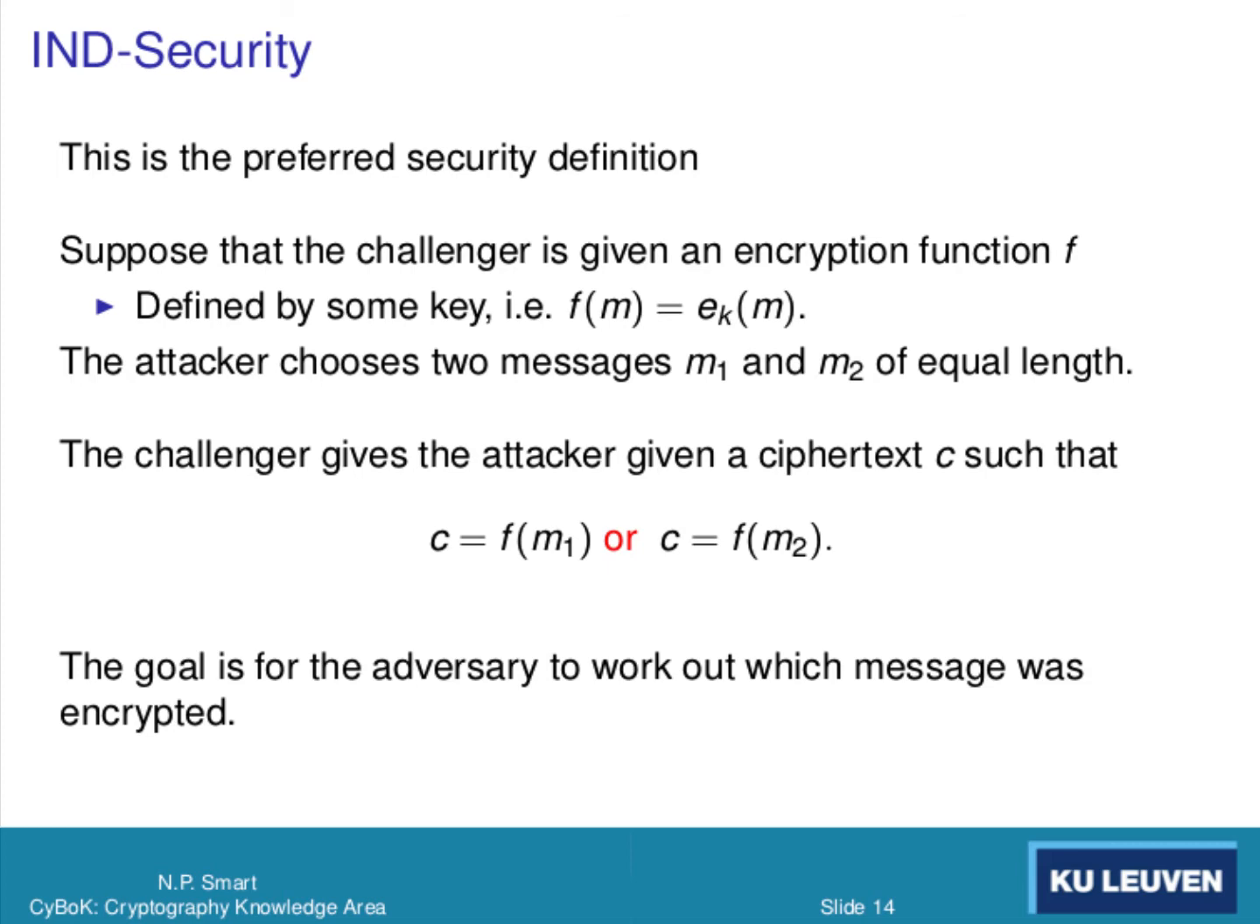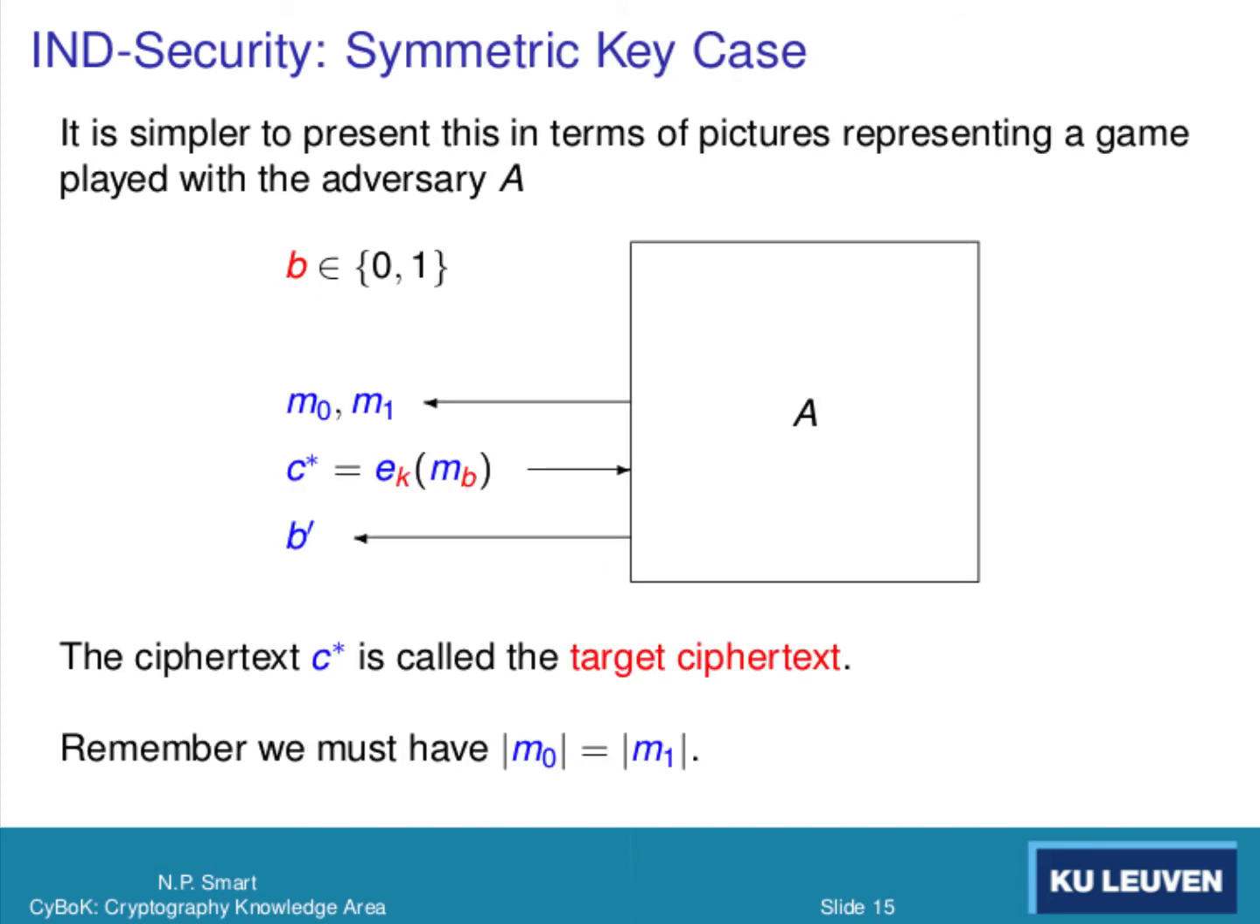And this is the de facto definition for security. So if we look at that in terms of our pictures, what we see is we have this picture of the attacker. He comes up with two messages, M0 and M1. The adversary generates a bit B, which is either 0 or 1, and then the challenger encrypts either message 0 or message 1, passes it back to the adversary.